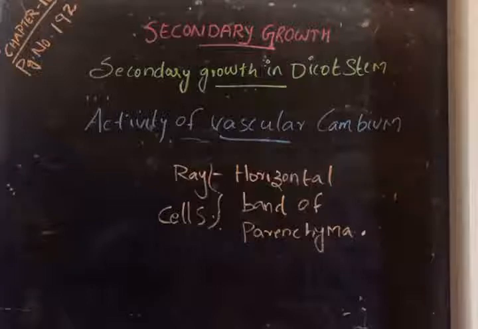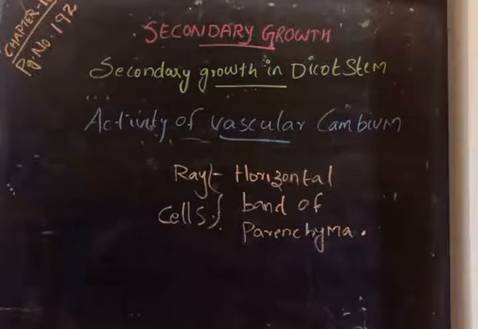Due to the continued formation of secondary xylem and phloem, the cambium may continually cut off new cells towards inside and outside, which form secondary xylem and phloem. Due to this continuous formation, both primary xylem and phloem get gradually crushed. So this is simply the activity of vascular cambium: formation of secondary xylem, secondary phloem, and ray cells, and gradual disappearance of the primary xylem and primary phloem.